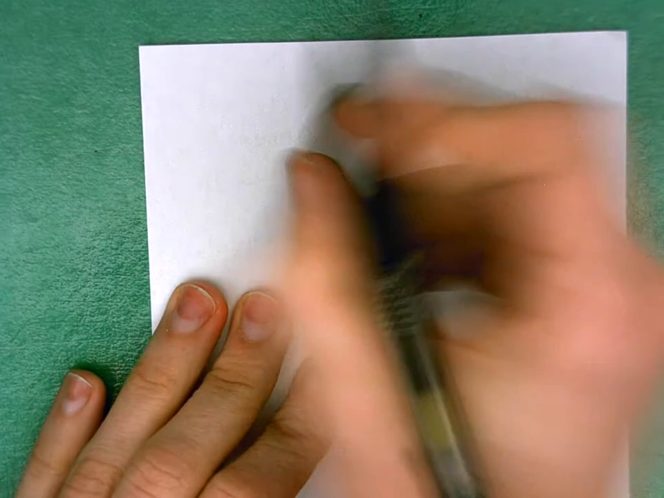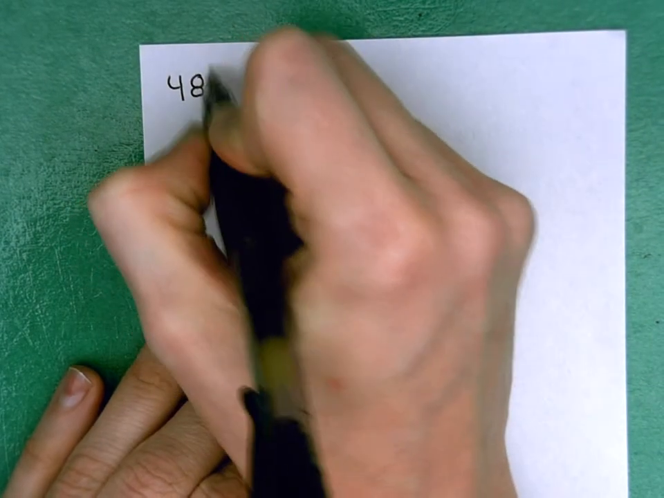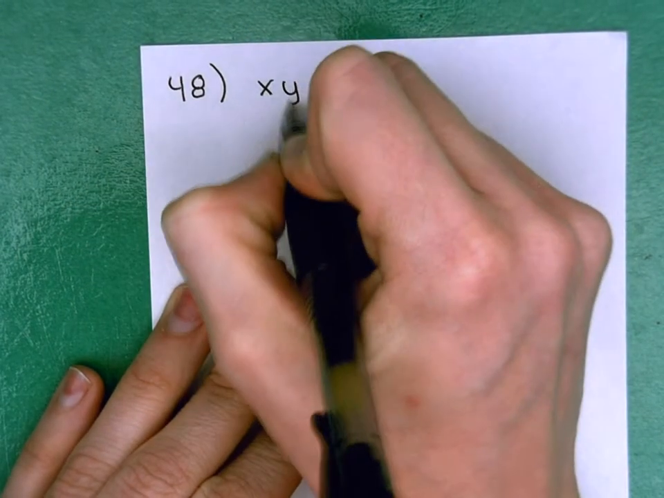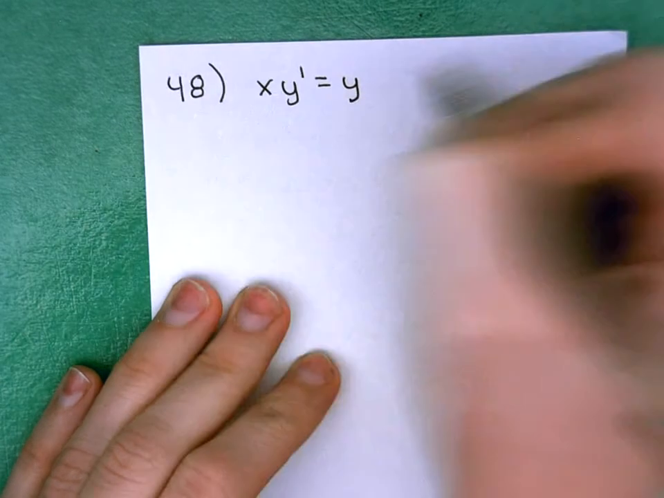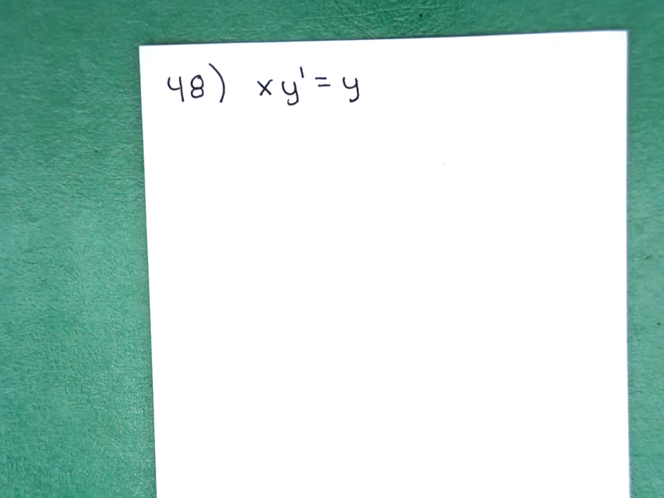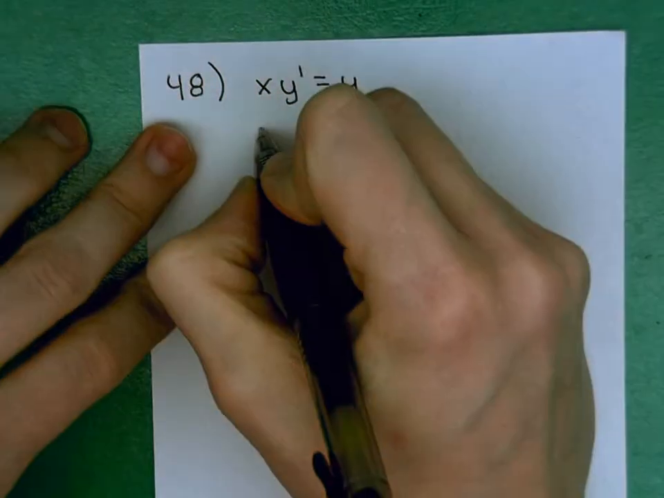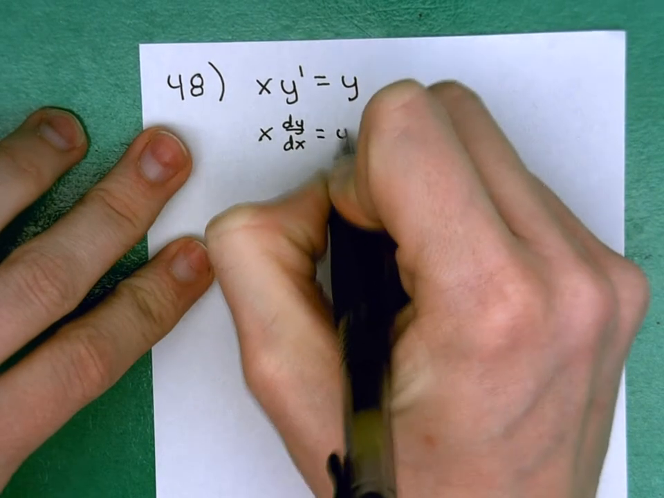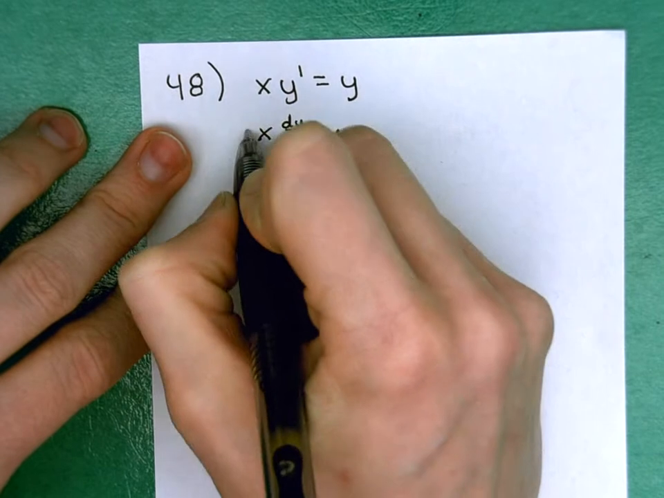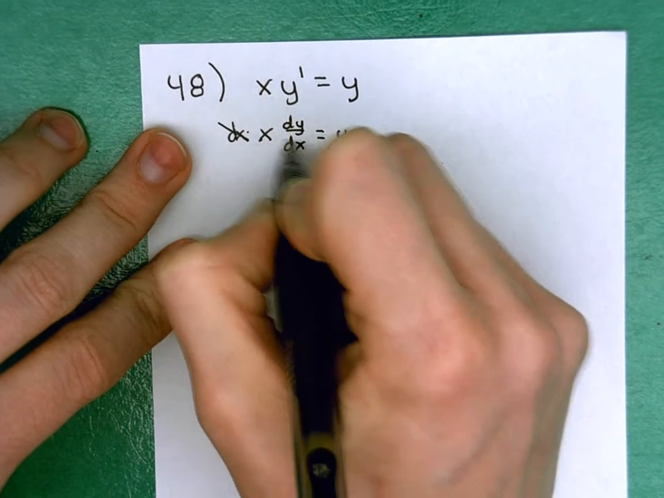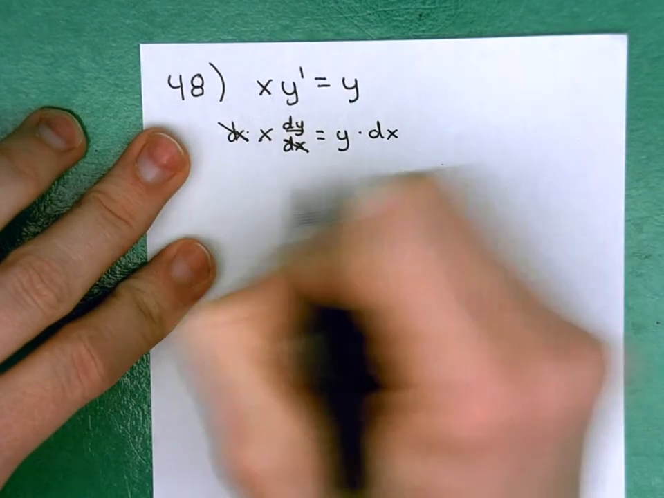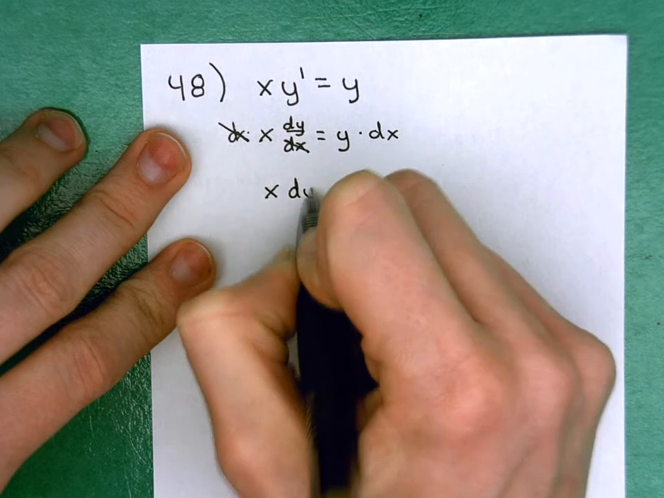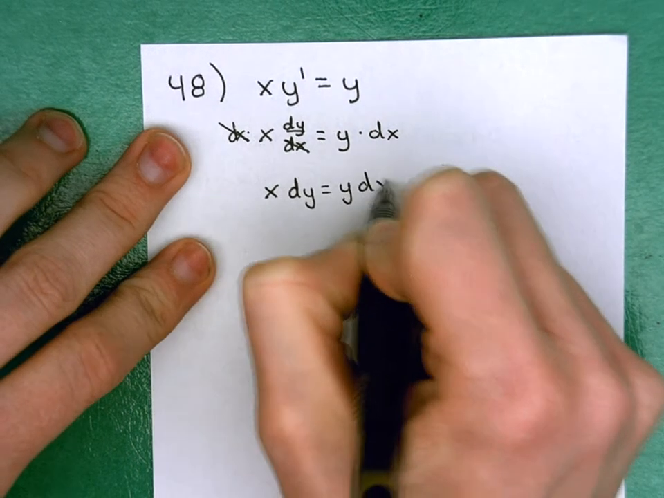Okay, one step more complicated would be number 48, which in your book says x times y prime equals y. So I'm going to start by rewriting that y prime as dy over dx, just so I can see my dx. Okay, so I'm going to multiply by dx to get it out of that denominator. Times dx to both sides, and so now I'm at x dy equals y dx.